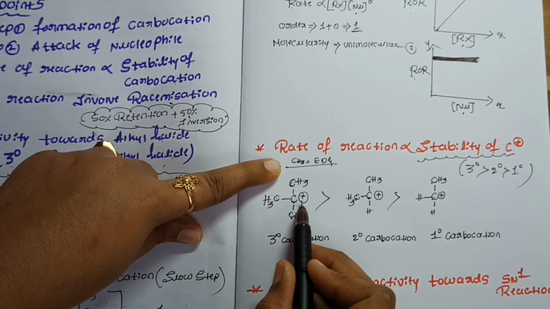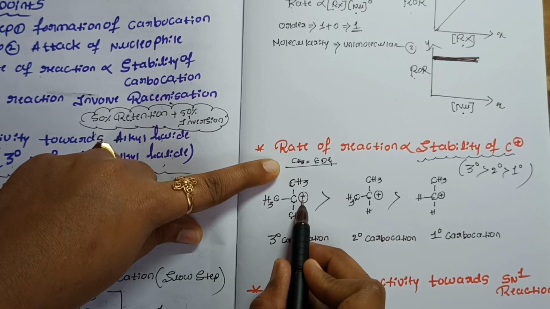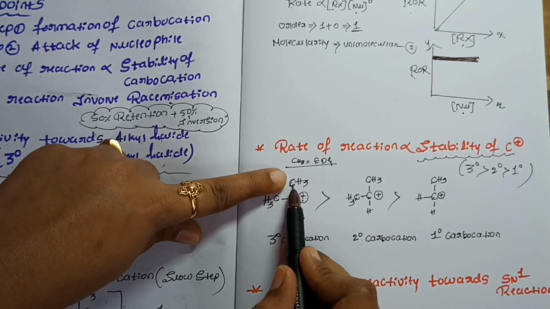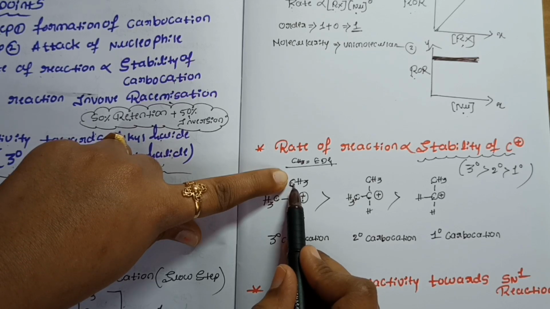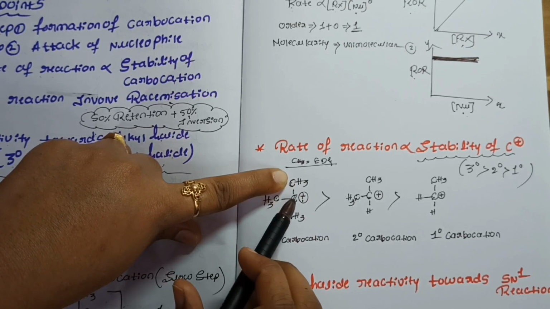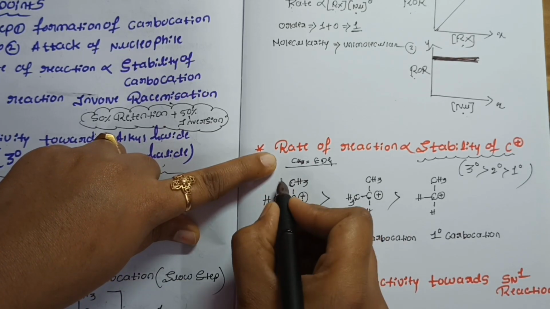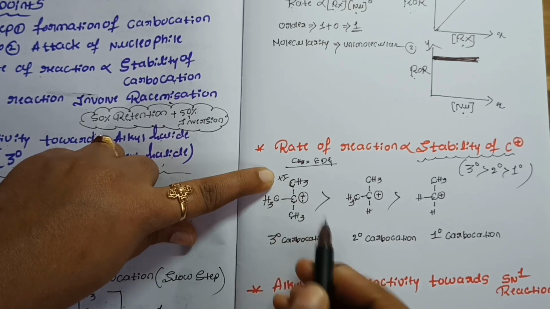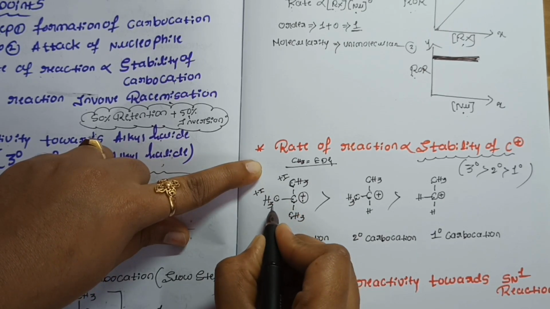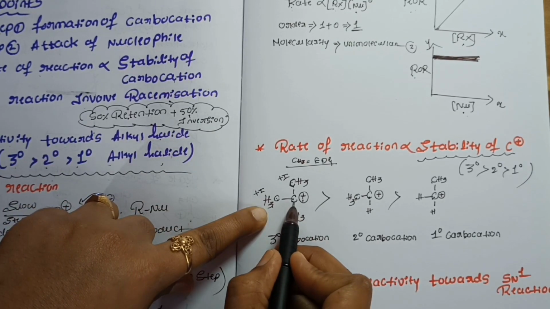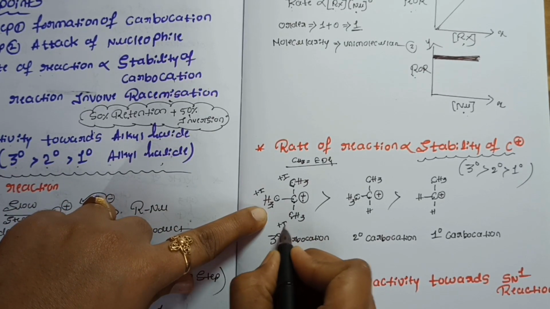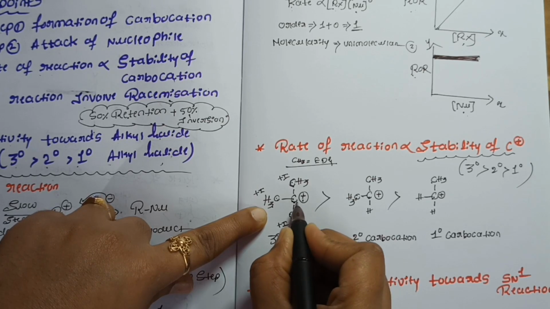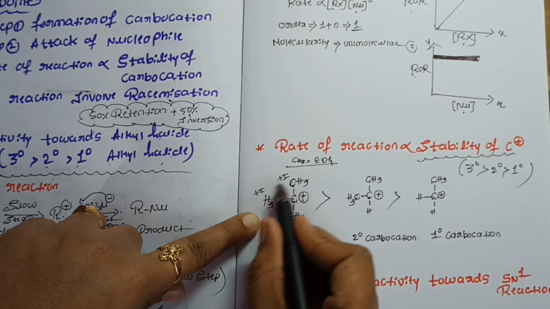This carbon has a positive charge, and to become stable it needs electrons. It takes electrons from the neighboring methyl group, because the methyl group acts as an electron donating group. It transfers electrons through the sigma bond. Here the plus I effect takes place. This methyl group gives electrons to this carbon through the sigma bond, and here also this methyl group gives electrons through the sigma bond. Here also this methyl group gives electrons to this carbon through the sigma bond. So here 3 plus I effects take place.